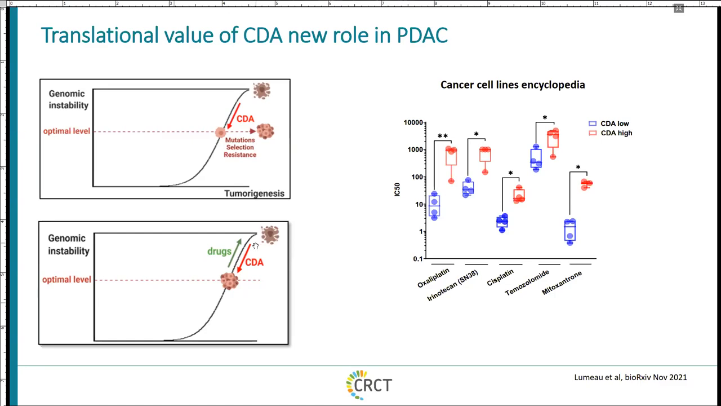And we thought that maybe CDA was important to allow a certain level of mutation load for the tumor to propagate, but also for the tumors to resist to treatment, regardless of the known activity on chemotherapy. And so we looked at other therapies than gemcitabine in the Cancer Cell Line Encyclopedia, the CCLE. And we made correlation studies, and we found that CDA expression was associated in those cell lines with resistance to the main current and common drugs used in tumors, especially in pancreatic cancer. Oxaliplatin, irinotecan, cisplatin, temozolomide, it's something different, but also mitoxantrone, which has been used in the past. All of them are targeting DNA synthesis, and the cells with high CDA levels are more resistant to those drugs than those with low levels of CDA.